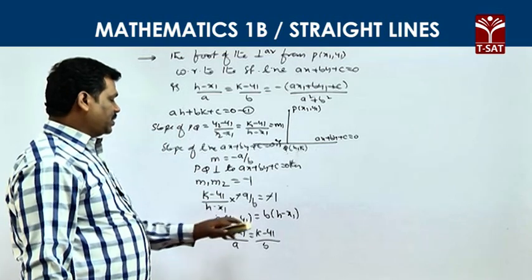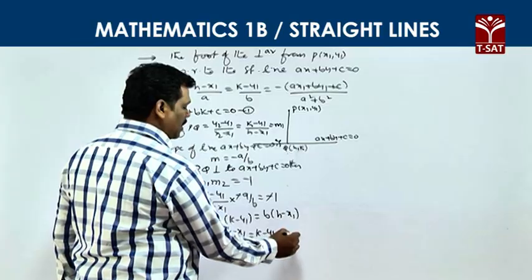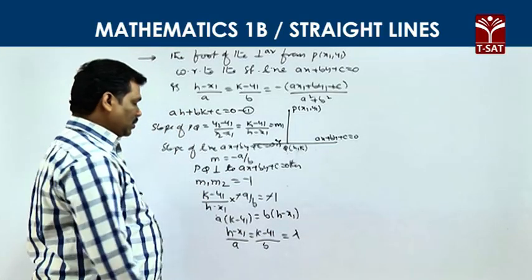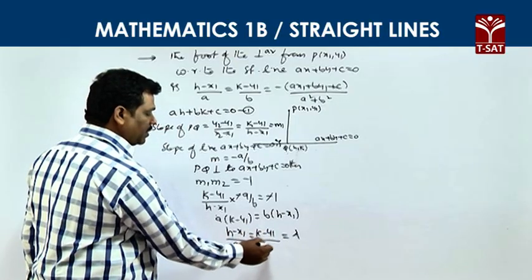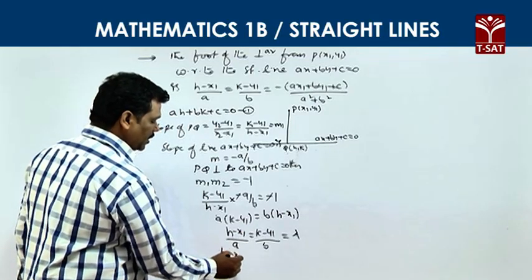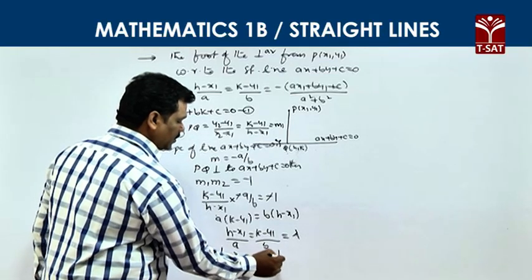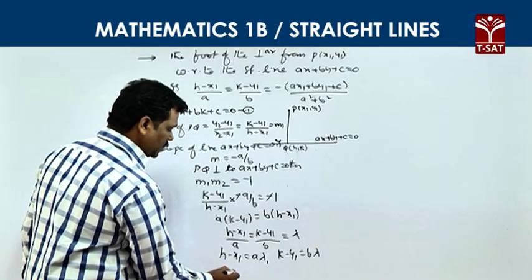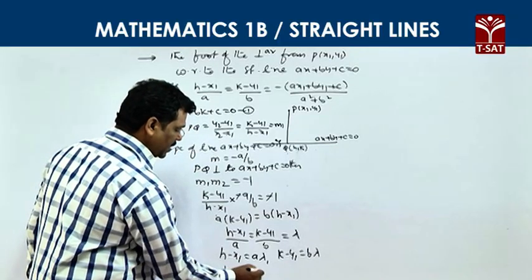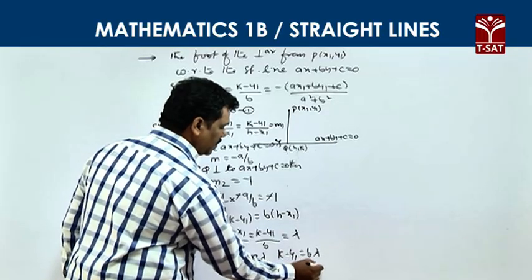These two are equal ratios, so we take some constant lambda. It can be written as h minus x1 by a equal to lambda, k minus y1 by b equal to lambda. Here h minus x1 is equal to a lambda, and k minus y1 is equal to b lambda. So h is equal to x1 plus a lambda and k is equal to y1 plus b lambda.